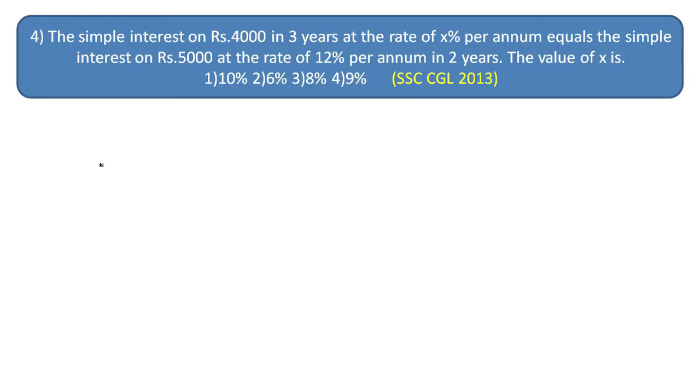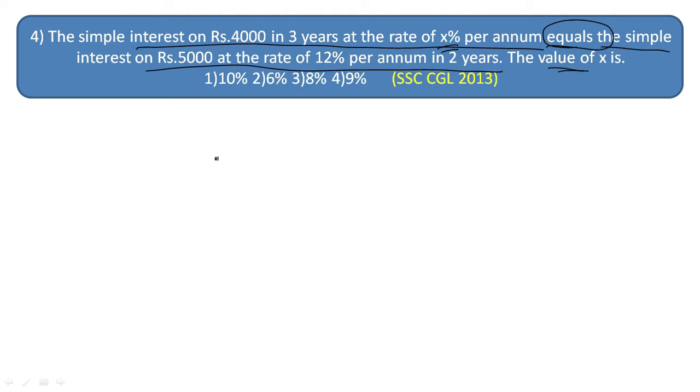And next question. See, the simple interest on 4,000 in 3 years at the rate of X% per annum equals the simple interest on 5,000 at the rate of 12% per annum in 2 years. This is important. So in both the cases, simple interest is equal. What they're asking is the value of X, the rate percent.